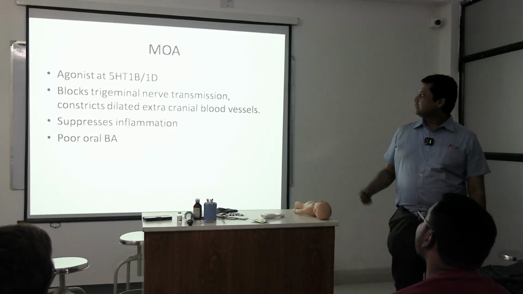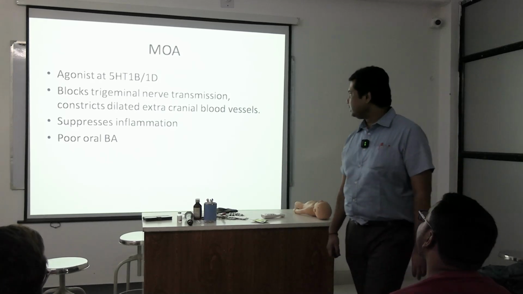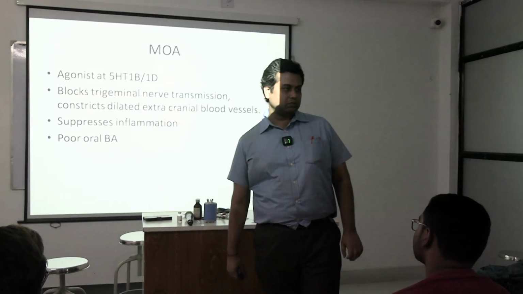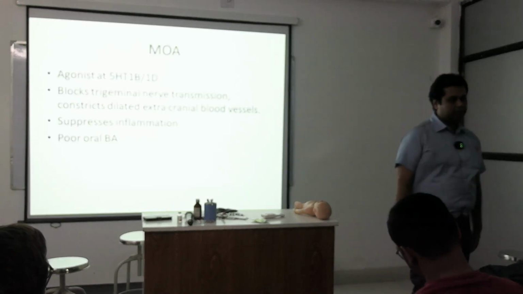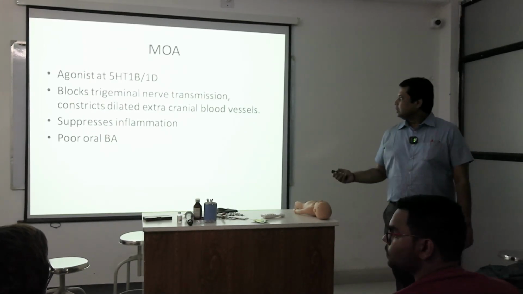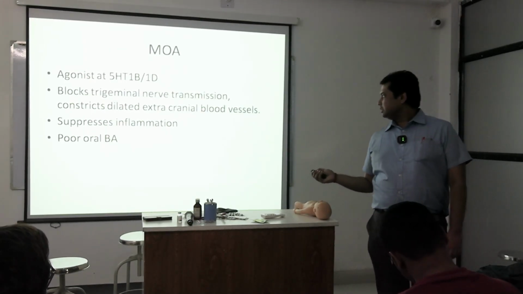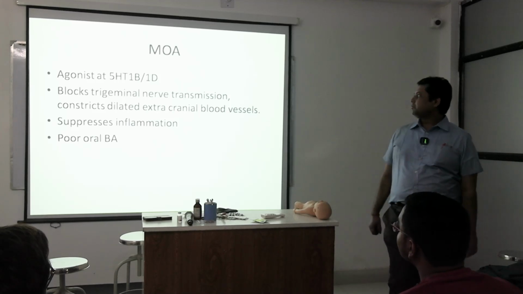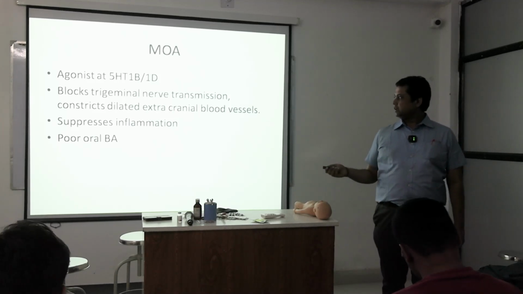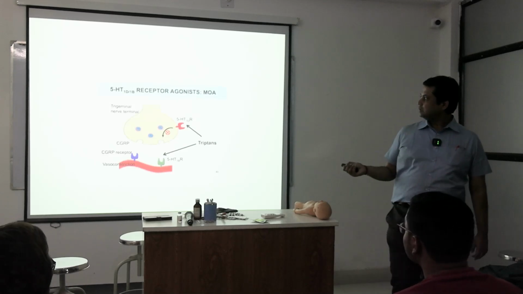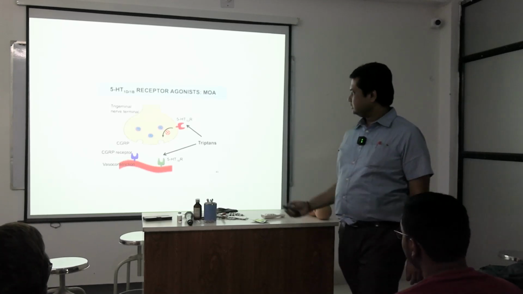So then it blocks trigeminal nerve transmission. So the trigeminal nerve causes the triggering of the migraine. Constrict dilated extracranial blood vessels. Suppress inflammation. So let's look at how it works.